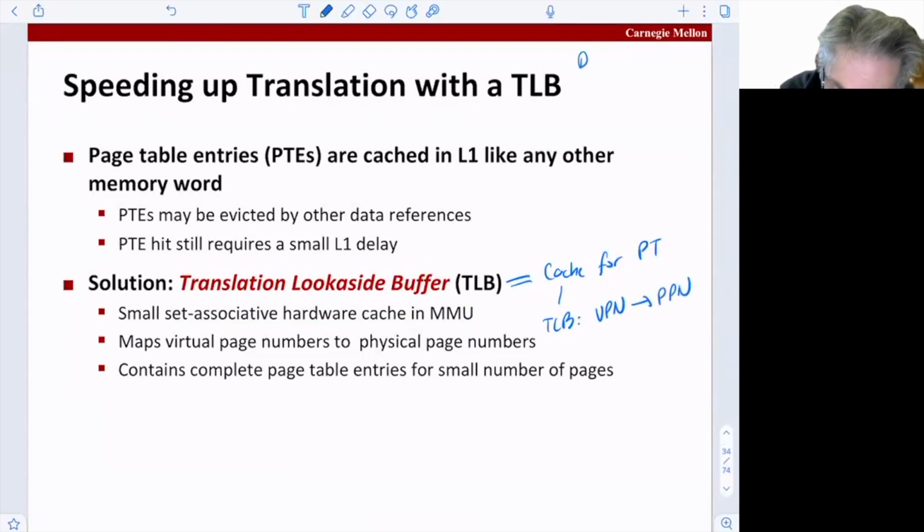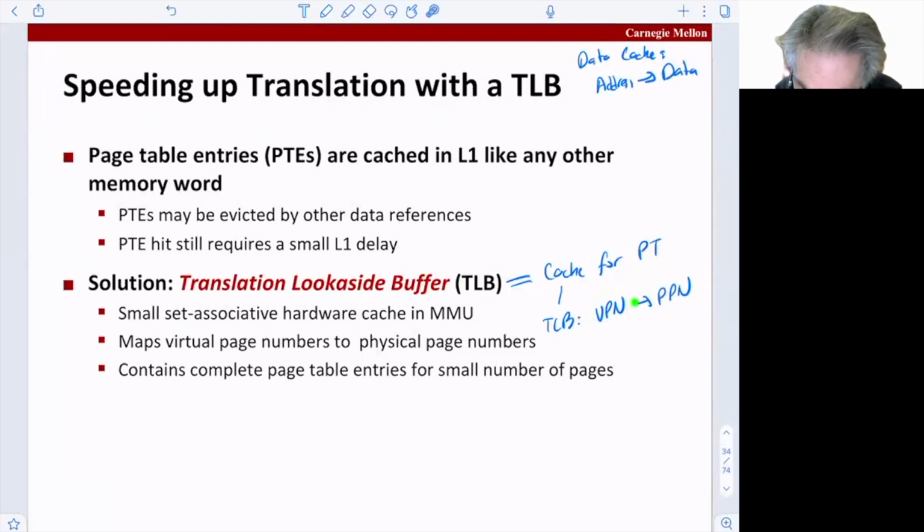If I compare this to the data cache, the data cache maps addresses. You give the address, and then you get the data. In the TLB, instead of an address, we give the VPN, which is actually the address, if you wish. Then as the data, you get your PPN. It basically contains the complete page table entries for a small number of pages.